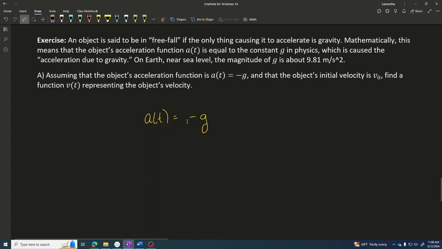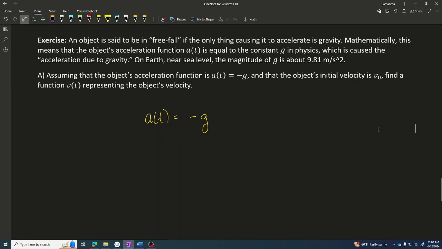Why does this g have a minus sign attached to it? That's because if an object is falling, then of course the object is accelerating downward. It's going faster and faster in the downward direction. And to capture that, the acceleration is given this negative sign, to indicate that it's going faster in the downward direction.